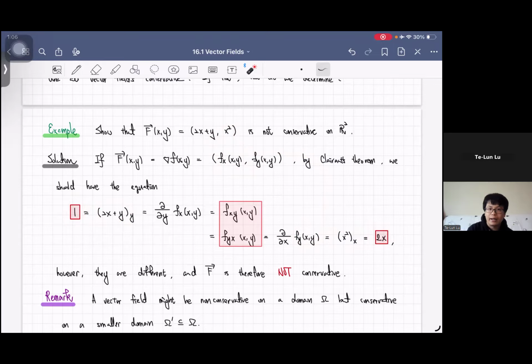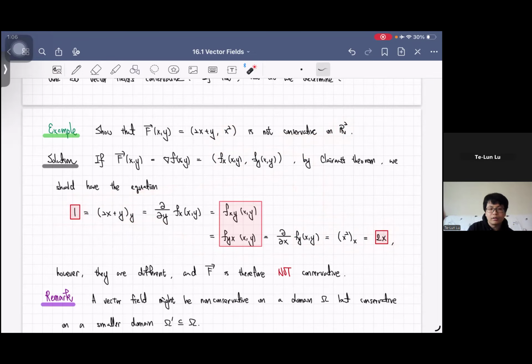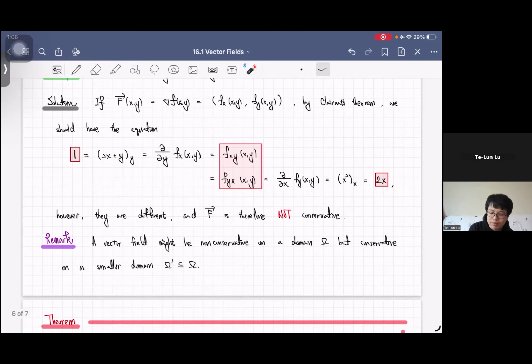Actually, it holds only at a point, which is x equals a half. But I claim that it is not conservative on the full plane, which is true. Because of this invalid equation, we know that the vector field must not be conservative. Because if it is, then we should have 2x equals 1, which is not possible. Okay? And this is a small remark I made previously.